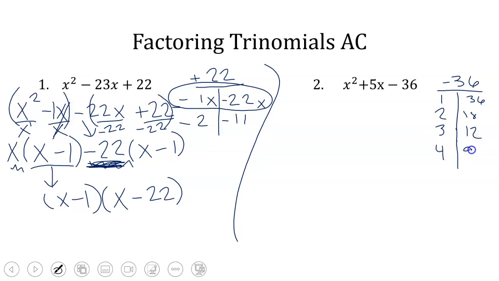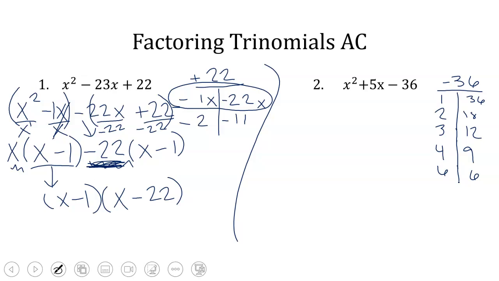4 times 9, and 6 times 6. Okay, so they multiply to a negative 36. So that means one number is going to be negative. I need to decide, is it the smaller number or the larger number?